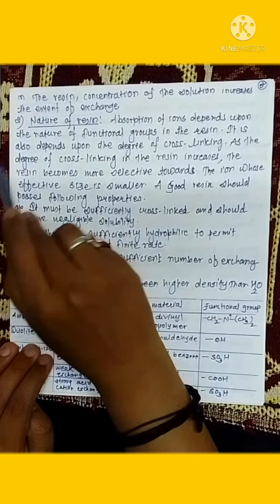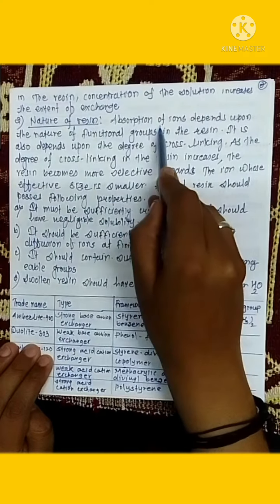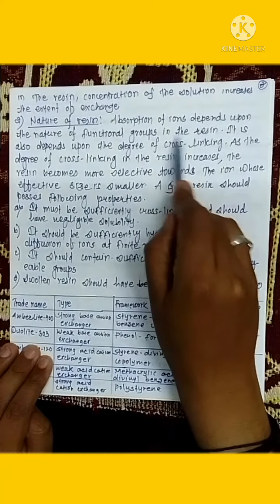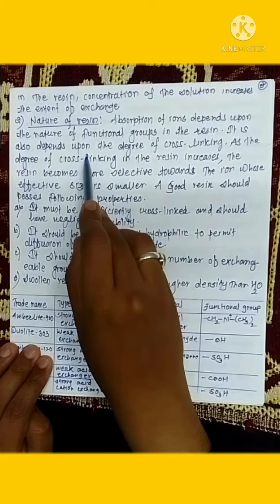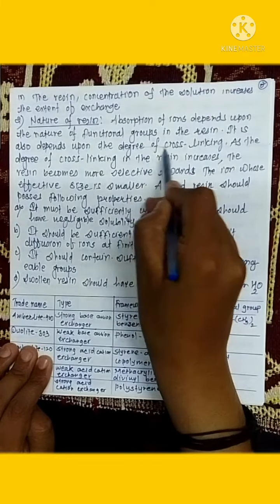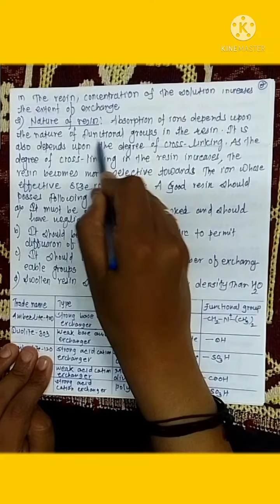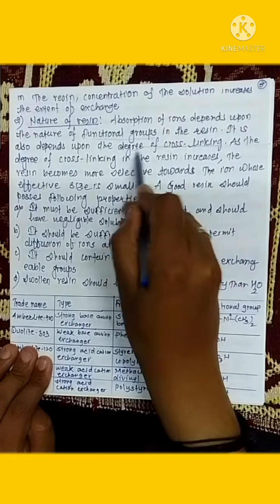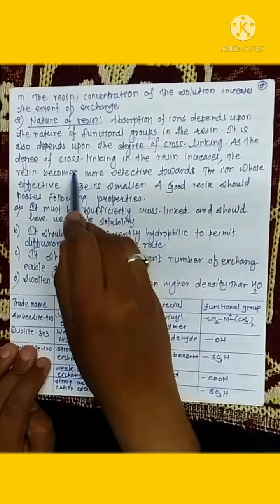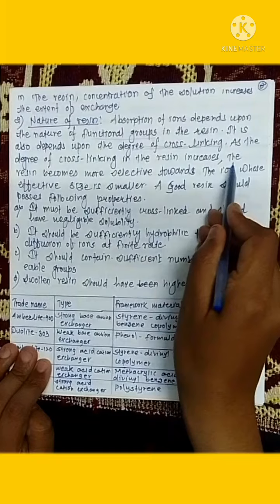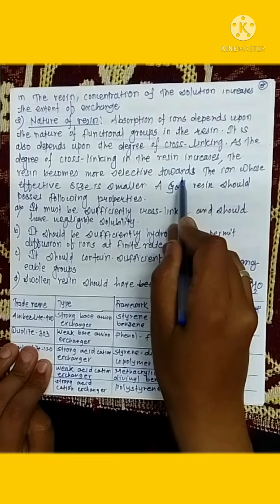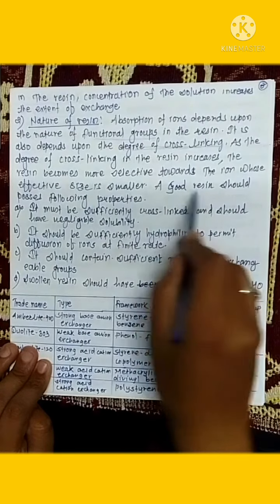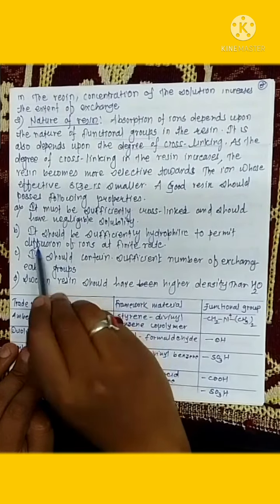Second factor is nature of the resin. Adsorption of ions depends upon the nature of the functional group in the resin. It also depends upon the degree of cross-linking. First is which type of functional group is present in your resin. Second is degree of cross-linking. As the degree of cross-linking in the resin increases, the resin becomes more selective towards the ion whose effective size is smaller. A good resin should possess the following properties.